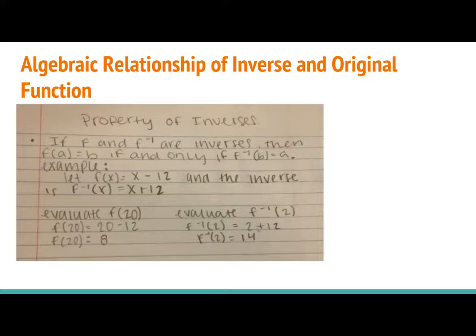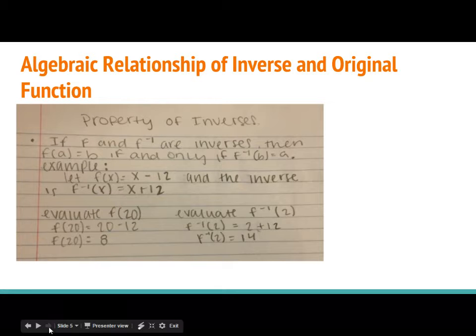So some examples is f of 20. You plug in 20 for the x, and it'd be 20 minus 12. And so f of 20 equals 8. And then for the inverse, you can plug in 2 for the equation, and it'd be 2 plus 12, and that would be 14. That's our presentation.